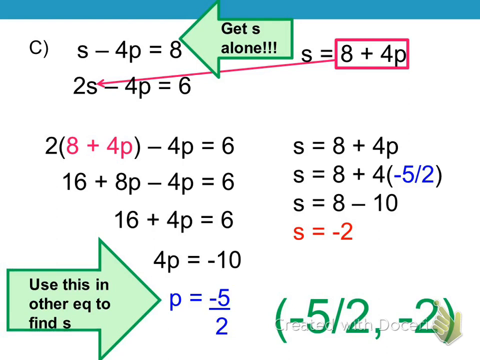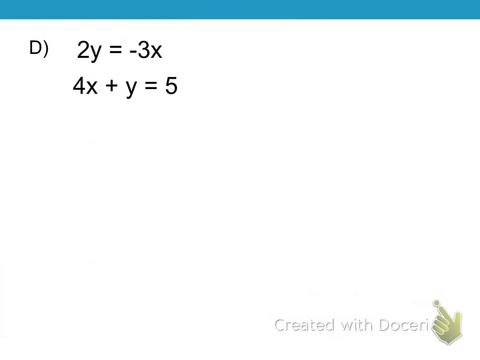Now, anytime you're working with variables that aren't x's and y's, we go by alphabetical order, so P comes before S. So when you write it as an ordered pair, put P first and S second, okay? If you want to change them to X and Y at the beginning, you can. If you're more comfortable with X's and Y's, sure. Any questions? All right, here's the next one.